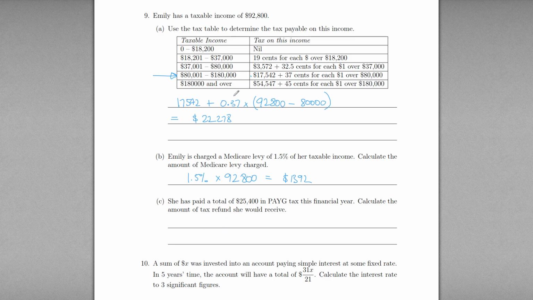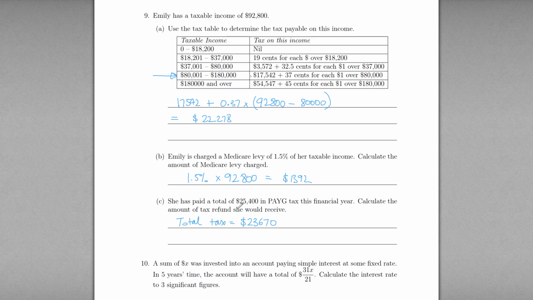Okay, so her total tax then that she's got to pay will be this Medicare stuff plus the tax payable on the income. So I'm going to add the 1392 to the previous answer, which is 22,278. Okay, so real quick, plus 1392, so 23,670. Okay, that was just adding up these two.